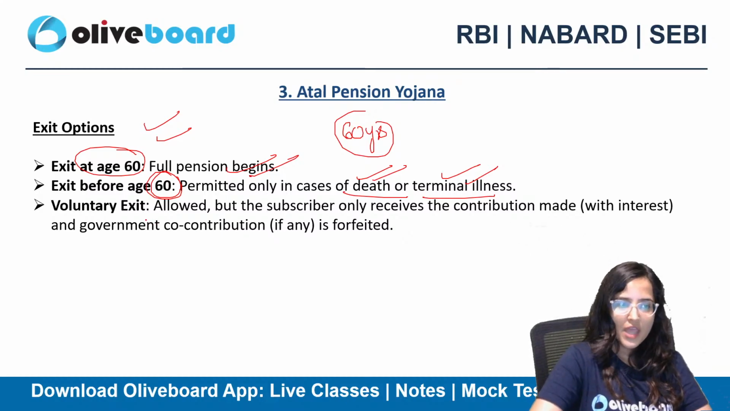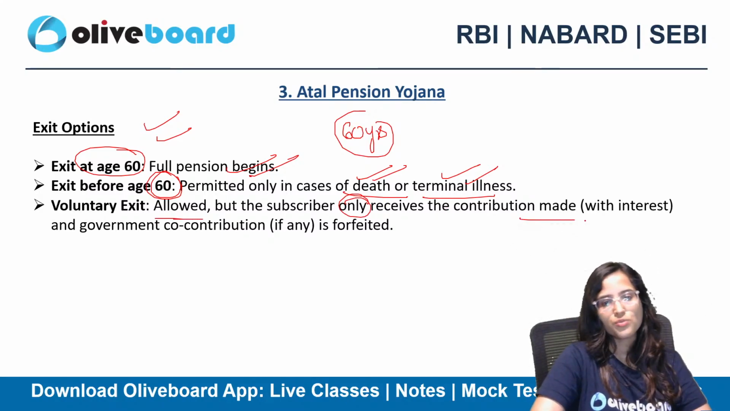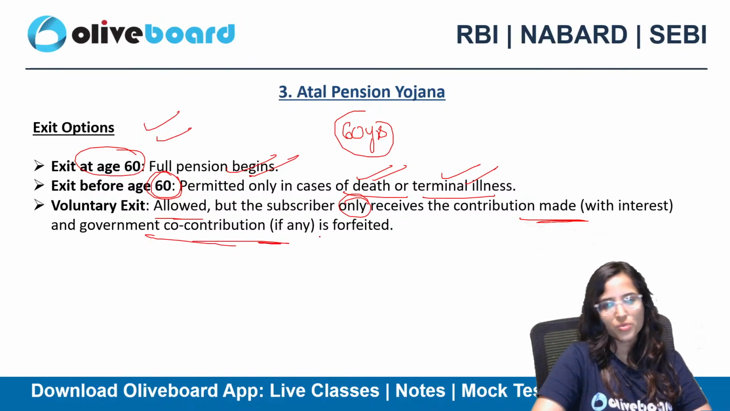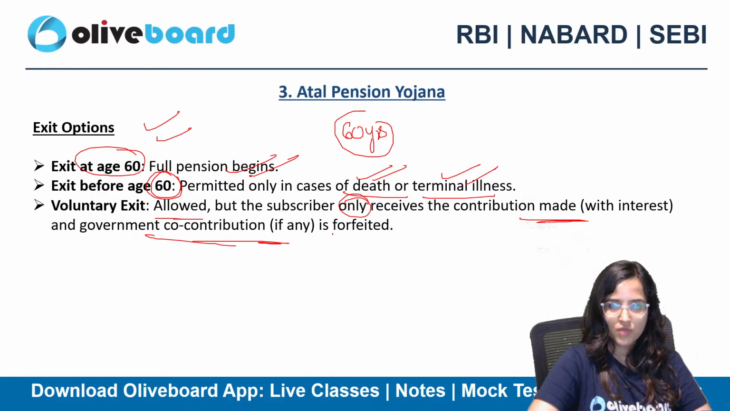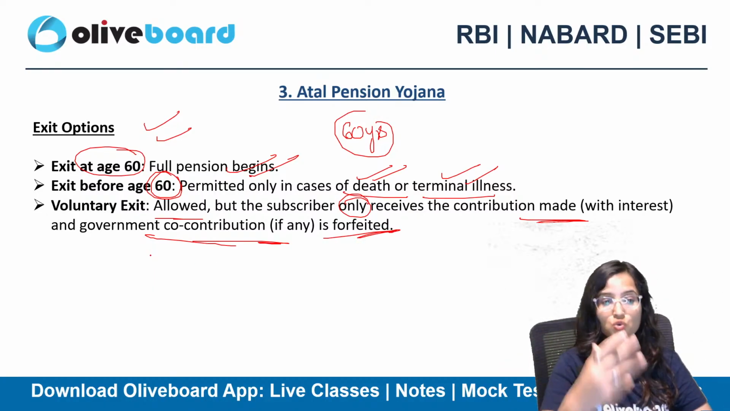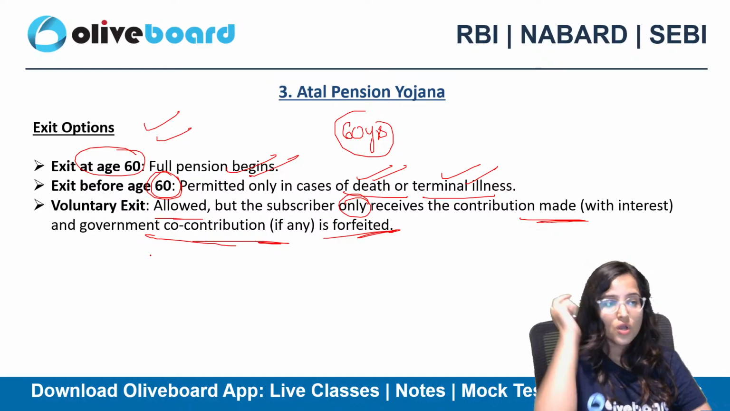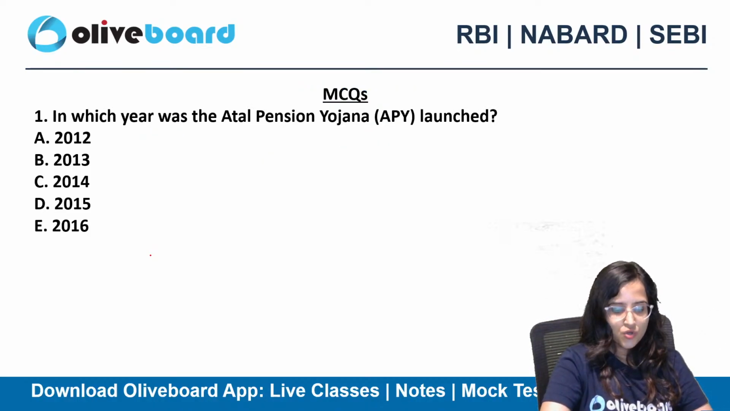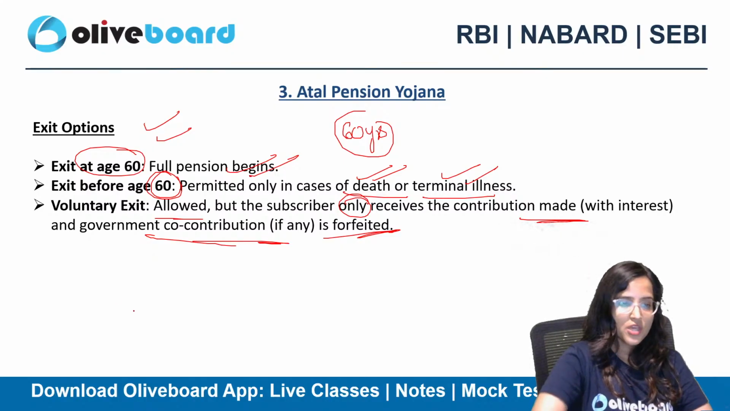And in case of voluntary exit, that is allowed, but the subscriber in that case only receives the contribution made with interest. Government co-contribution, if any, is forfeited, that means you will not get the government co-contribution. You will only get the amount that you have invested in case you exit voluntarily. Okay? So this was all about your three major schemes.